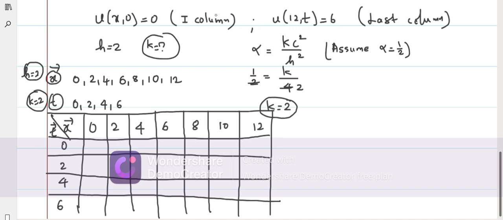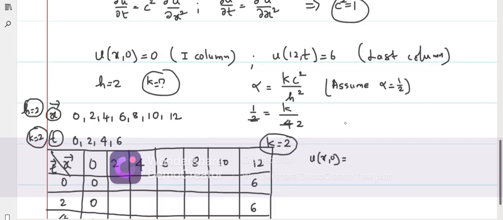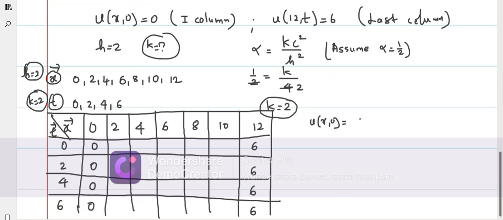The boundary condition, u(x,0) equals 0. The first column is 0. And u(12,t) is 6. The last column is 6. So u(x,0) equals x into 12 minus x. We feed the formula to the calculator, x into 12 minus x, and hit the solve button.